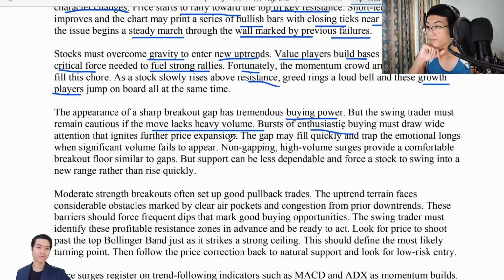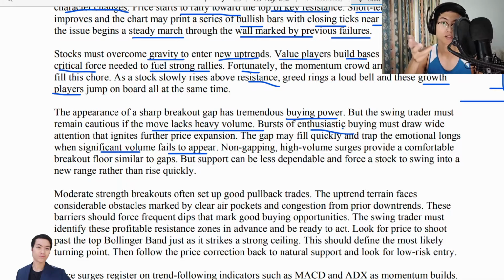Price may move quickly and trap the emotional longs when significant volume fails to appear. This means it may gap up all the way here. If people start buying in here, it then goes back down again. It's a false breakout, and it may trap all your emotional longs when significant volume fails to appear. This is what I talked to you about: there's not enough volume to support the movement upwards, so you might get trapped in a false breakout.